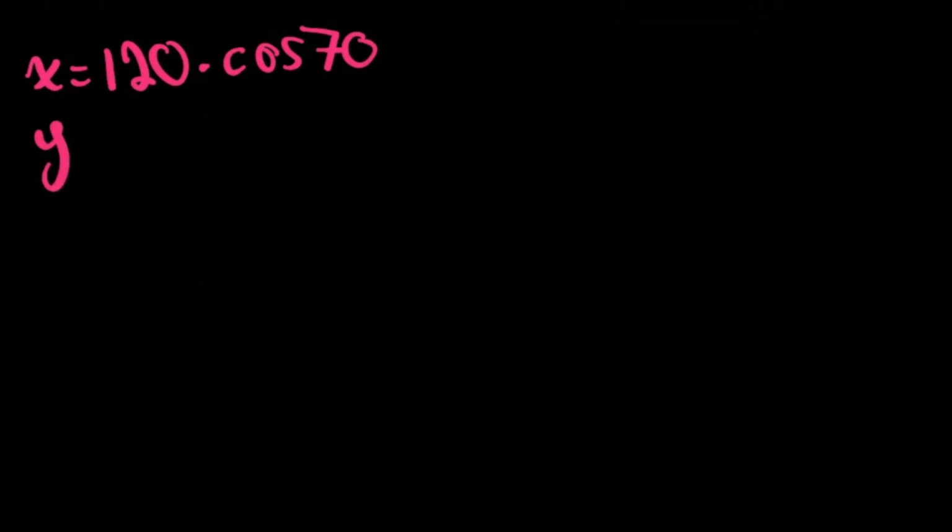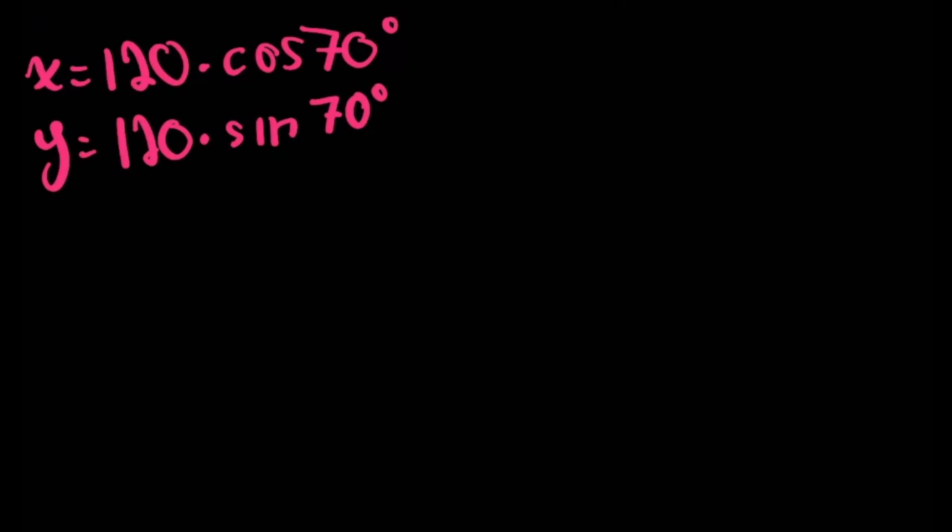If the angle were 70 degrees instead of 20, how would it affect the distance to the impact point? Let's start by creating a new initial launch velocity using the same polar conversion from before. So x is equal to 120 times the cosine of 70, and y is 120 times the sine of 70. Both of these are in degrees, of course.